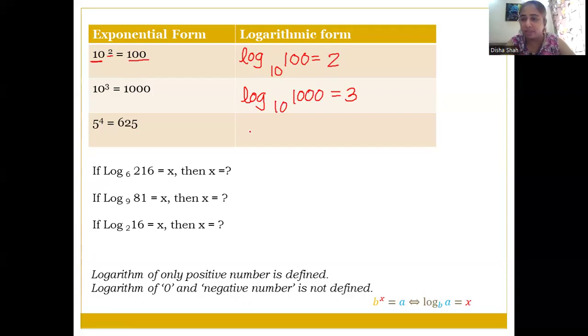Similarly, 5 raised to 4 is equal to 625. This we know. This can be written as log of 625 to the base 5 is equal to 4.